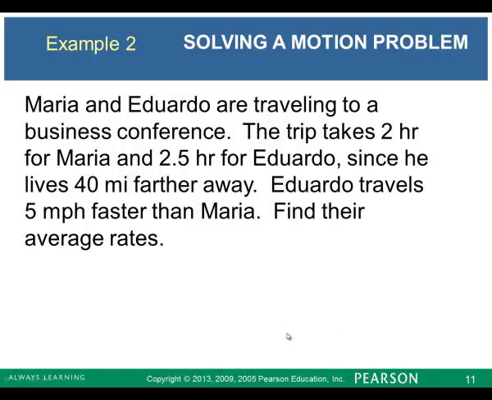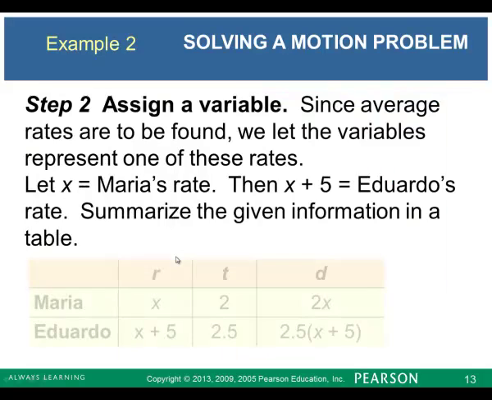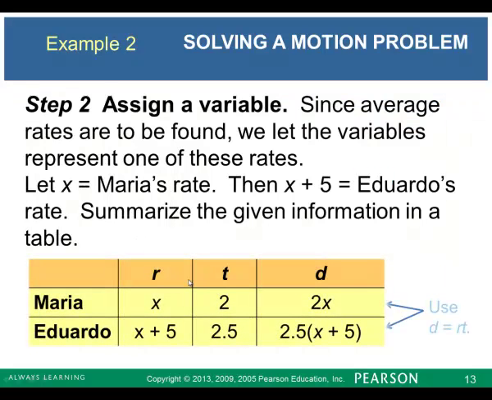All right, so here we have a problem. Maria and Eduardo are traveling to a business conference. The trip takes 2 hours for Maria and 2.5 hours for Eduardo, since he lives 40 miles further away. Eduardo travels 5 miles per hour faster than Maria. Find their average rates. First we have to find Maria and Eduardo's average rates, and then we're going to put them into a table.